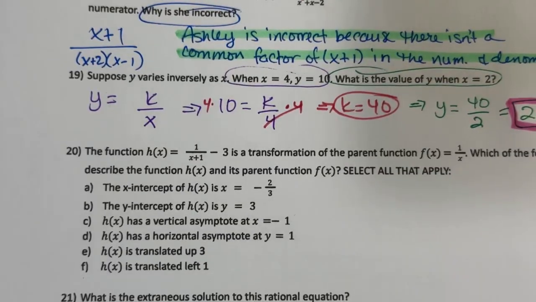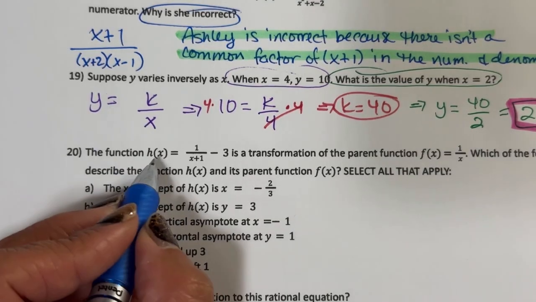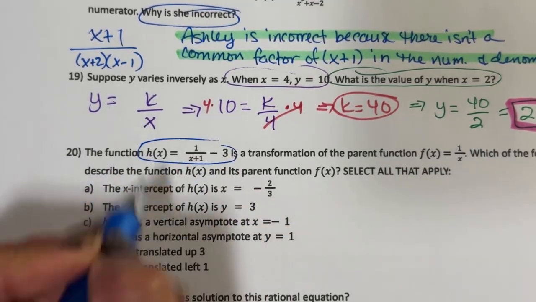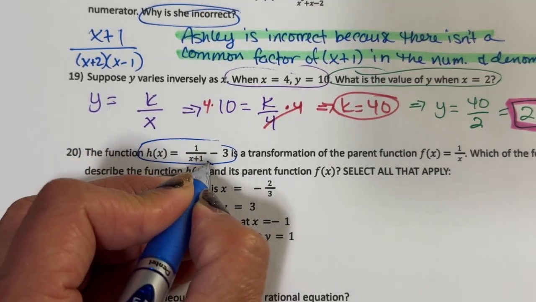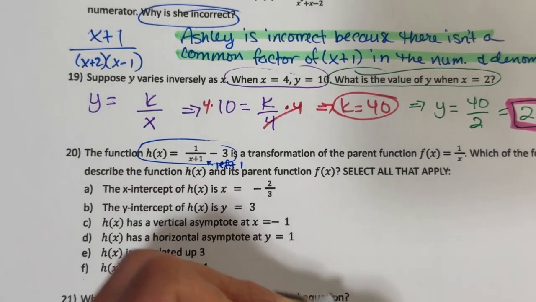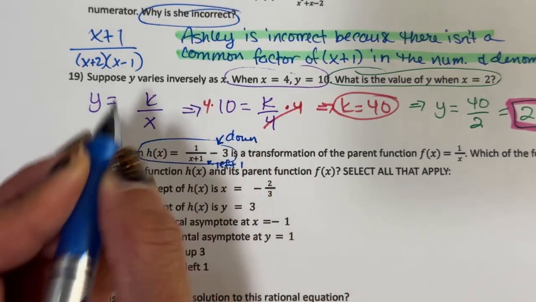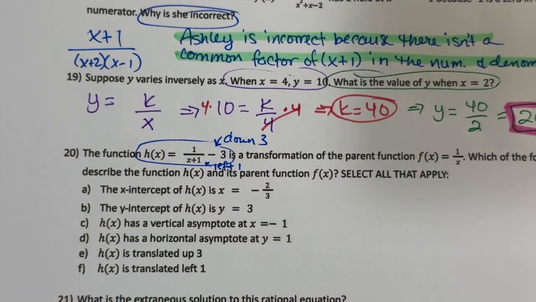Number 20 says the function h of x is a transformation of the parent function. Which of the following describes the function h of x and its parent function? Select all that apply. Okay, here we go. Well, if we look at this function right here, we can already tell that anytime we see x plus a number together, that means that's to the left, so it's going left 1. And this minus 3 on the end means down 1, or sorry, down 3. So it's going left 1 and down 3.